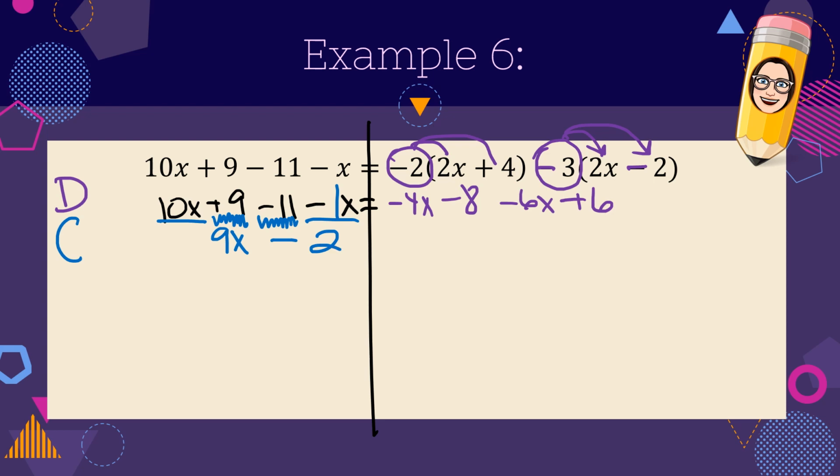All right, let's look at the right side. I see a -4x and a -6x. That's going to be -10x. I see a -8 and a +6. See how I'm marking them up? For me, that makes sense, right?